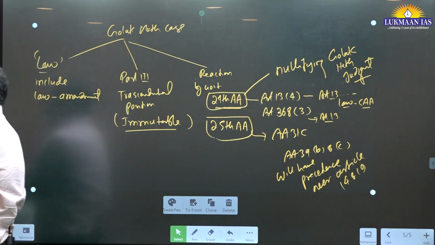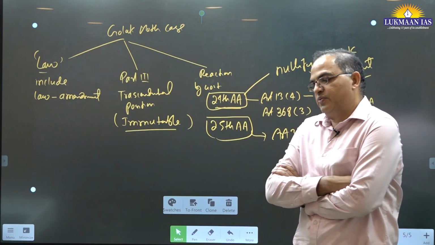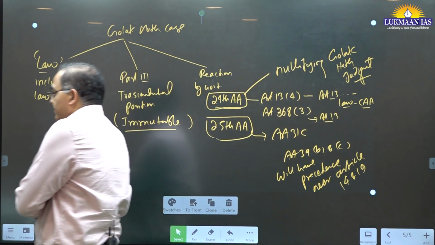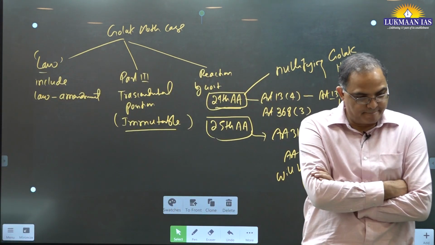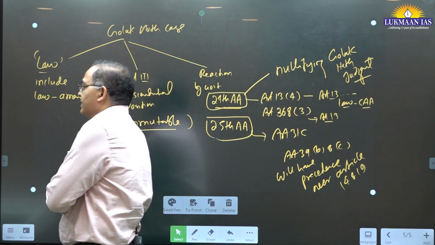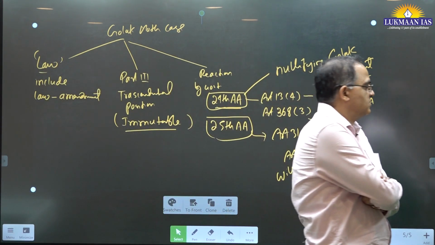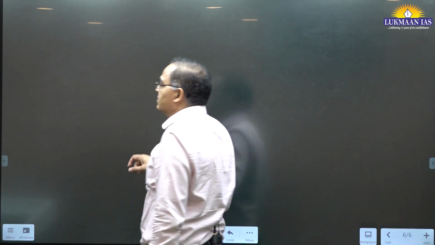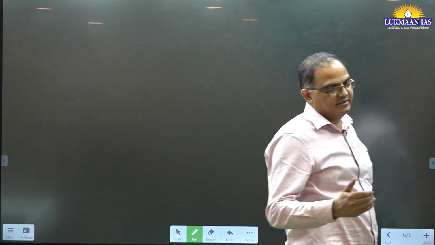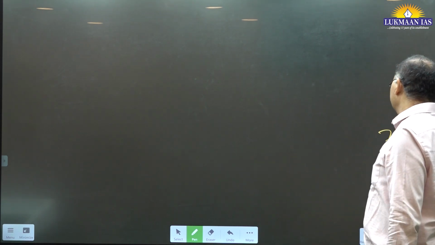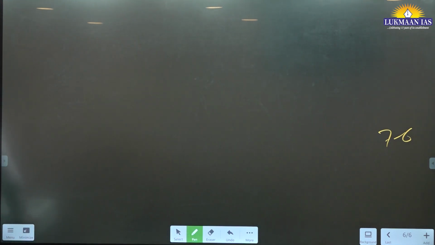So, Kesavananda Bharati case, 1973. The 24th and 25th Amendment Acts were challenged, known as the Kesavananda Bharati Case. In this case, the Supreme Court in a 7-6 judgment gave the following views.